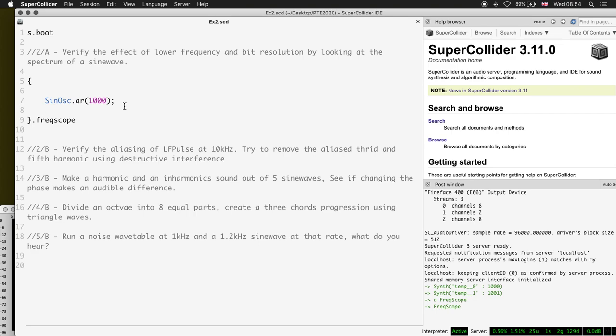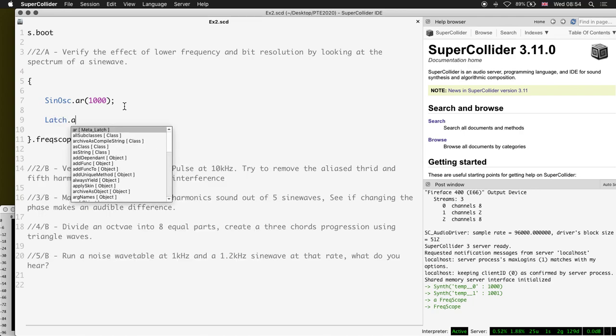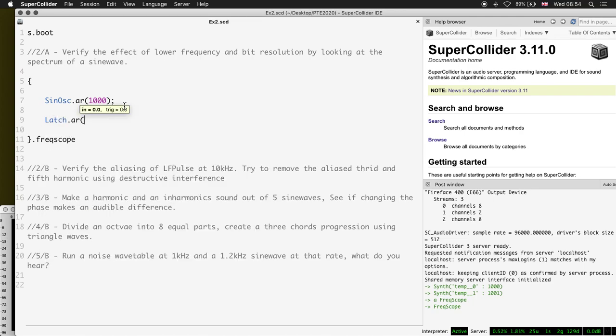So in terms of decreasing the frequency resolution of the signal, we're essentially trying to create a stepwise signal. And for that we use a technique called sample and hold, and in SuperCollider it's Latch.ar. So we have the input signal as the first parameter to the latch, which is my sine wave, and then the second one will be the trigger signal.